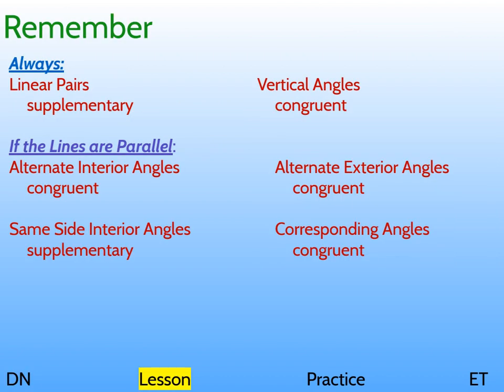Alright, just a quick review here. Remember, no matter what, linear pairs are supplementary. That means they add to 180 degrees. And vertical angles are congruent. It means they have the same measure. Now, if we have lines cut by a transversal and the lines are parallel, like we had in the brain starter, that means your alternate interior angles, your alternate exterior angles, and your corresponding angles are all congruent. They have the same measure. And it means that the same side interior angles add up to 180 degrees. That's going to be very helpful for what we're doing now.